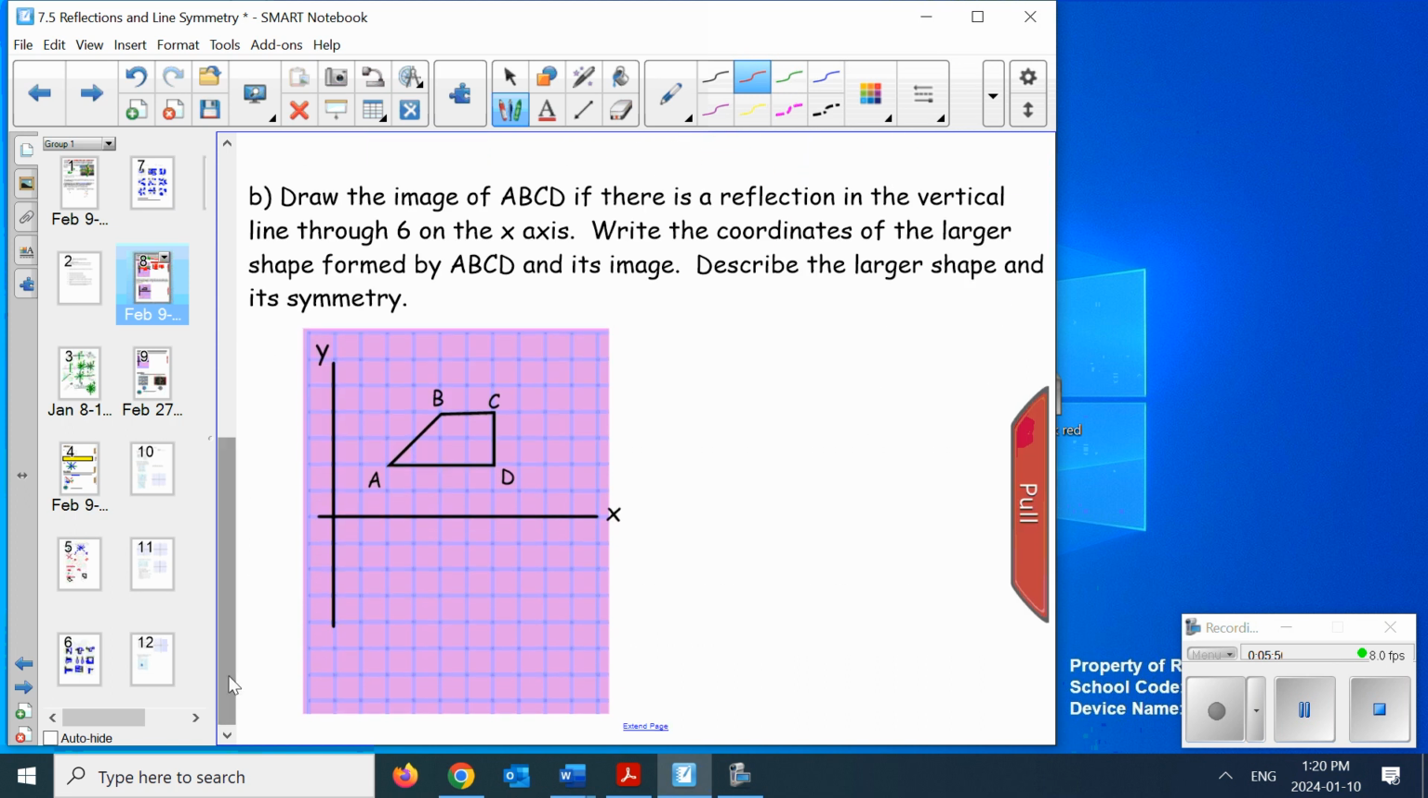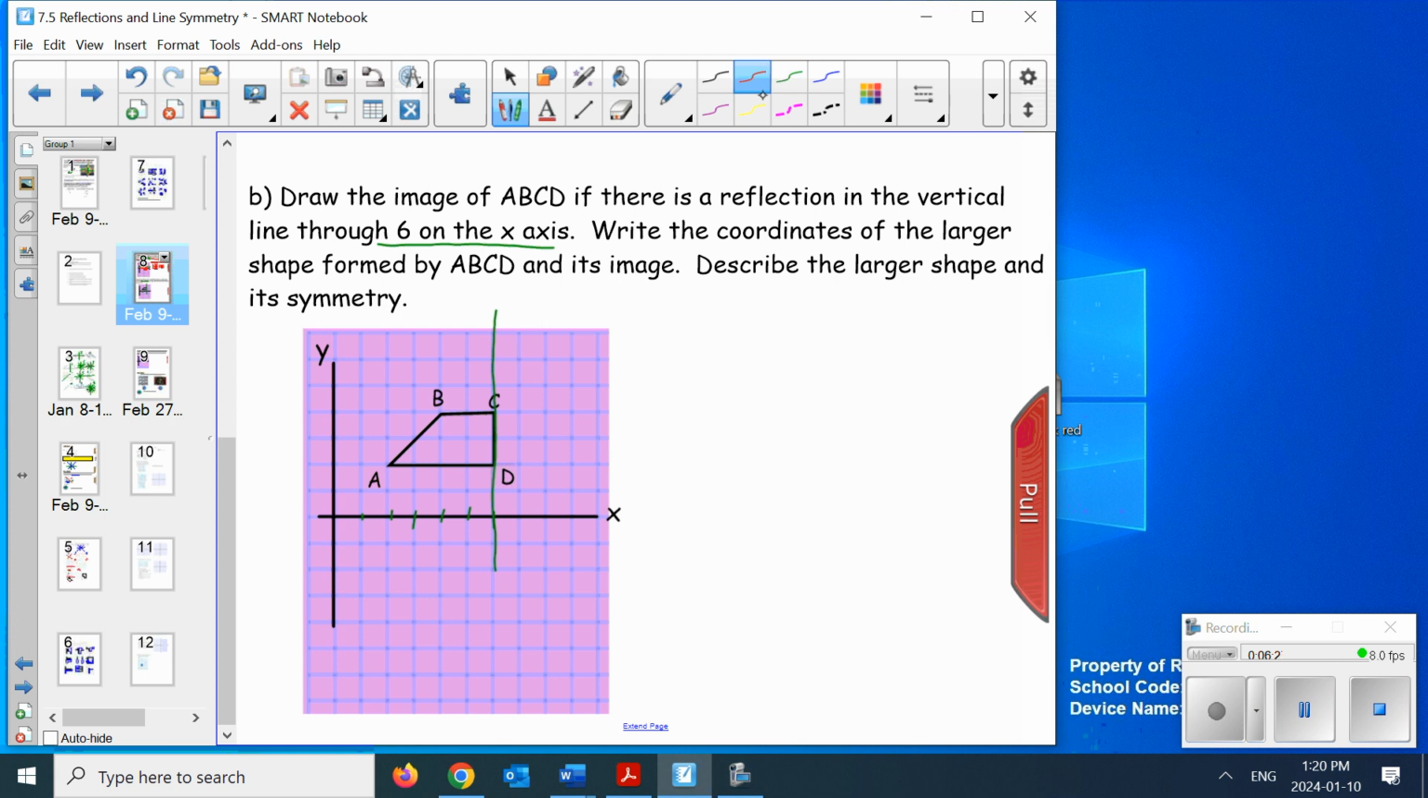Draw the image of ABCD if there's a reflection in the vertical line through 6 on the x-axis. So you see how this problem is different now, just like Kiana was saying earlier. Be careful. Find out where the mirror line is. 6 on the x-axis is 1, 2, 3, 4, 5, 6. So this is my mirror line. X equals 6. Draw that in first.